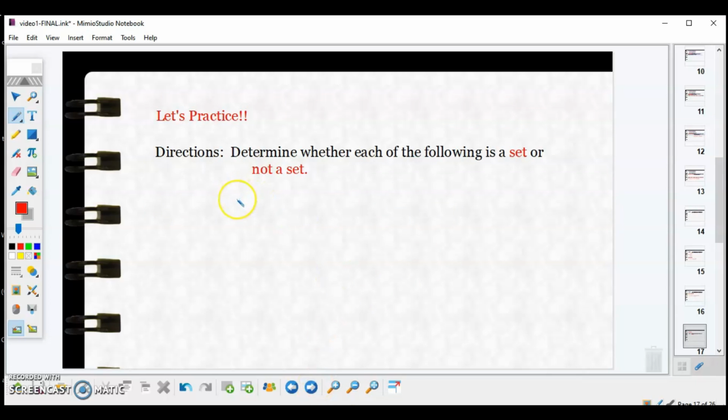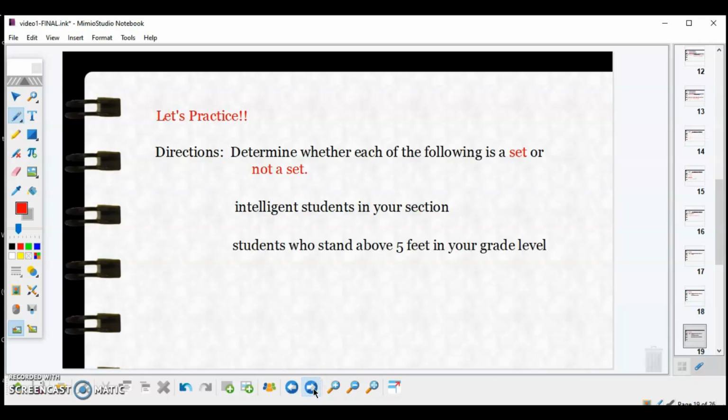Okay, let's now have a practice. Since you already know when you will identify a collection or a group as a set or not, let's just have it. Determine whether each of the following is a set or not a set. First one, intelligent students in your section. Is it a set or not a set? Okay. Students who stand above 5 feet in your grade level. Is it a set or not a set? And the third one, counting numbers between 4 and 13.